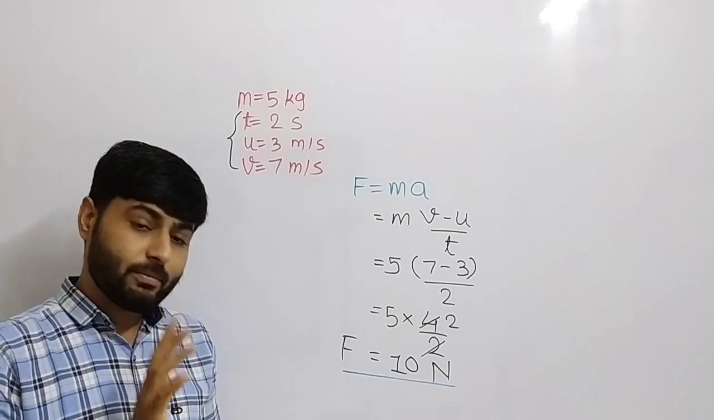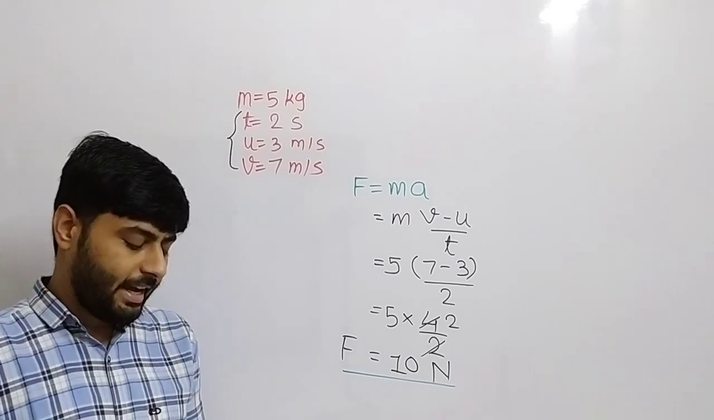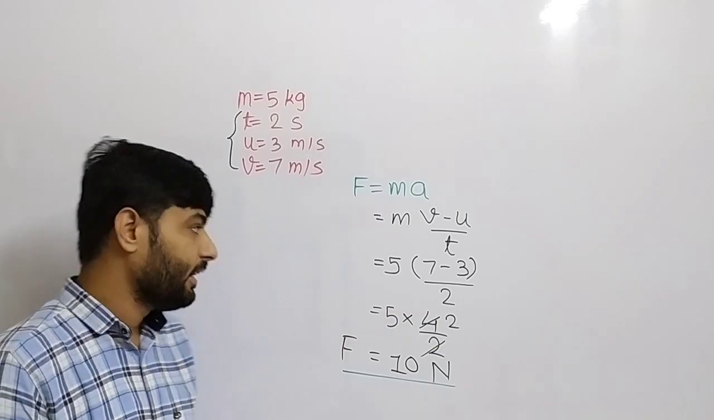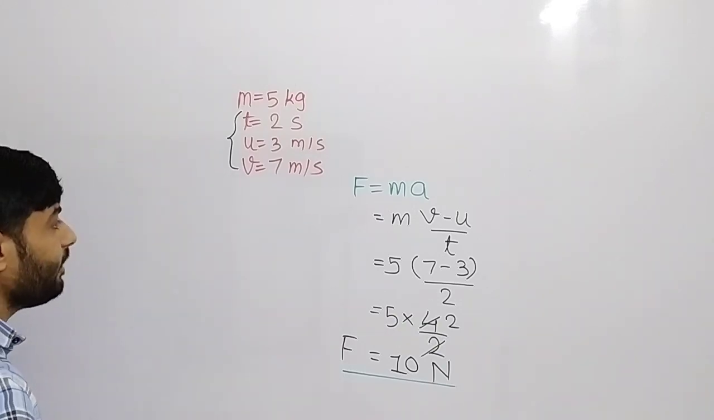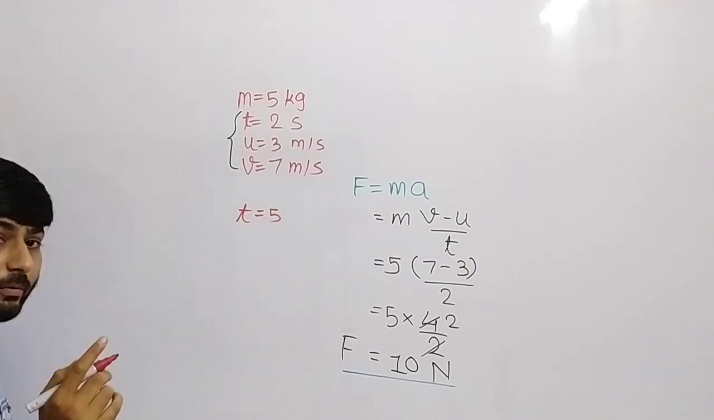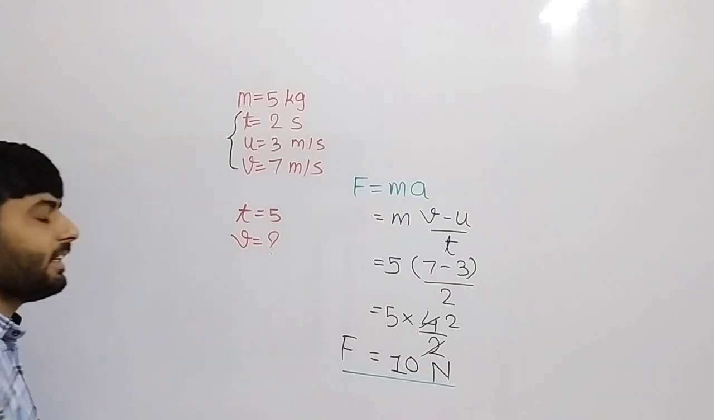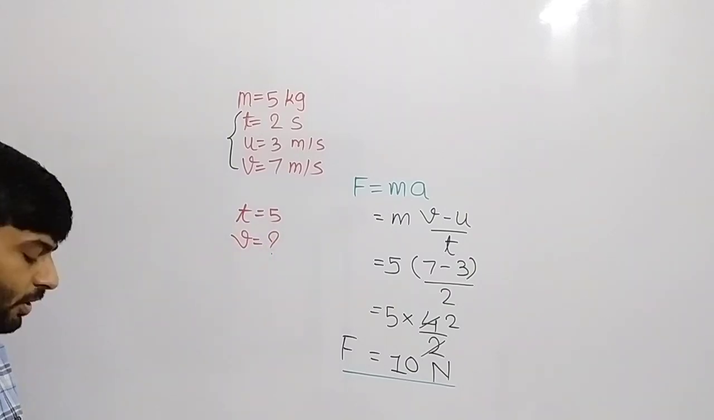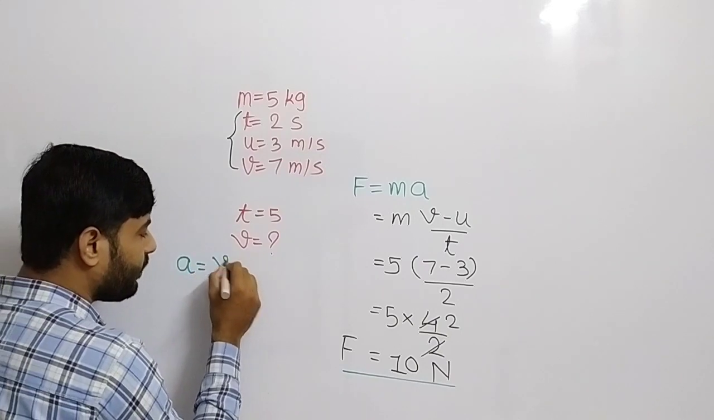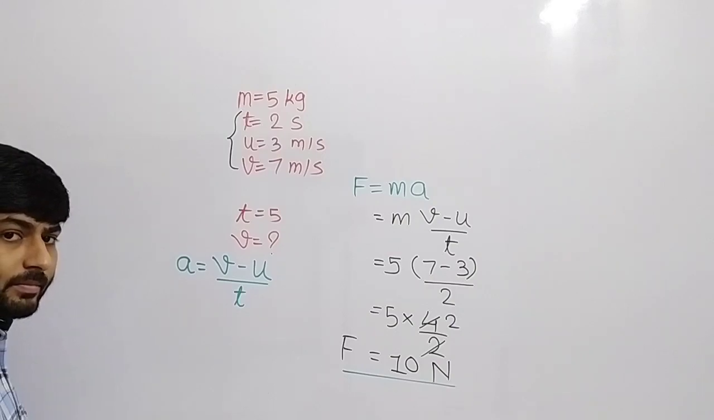We found the magnitude of the applied force as 10 Newton. Now if the force is applied for a duration of 5 seconds, what will be the velocity? What will be the final velocity that we have to find? So we have the formula of acceleration, a is equal to v minus u divided by t.